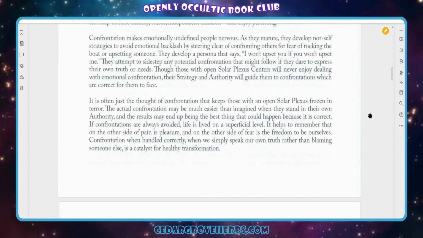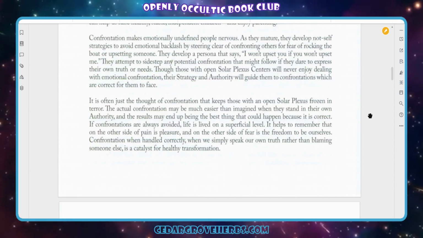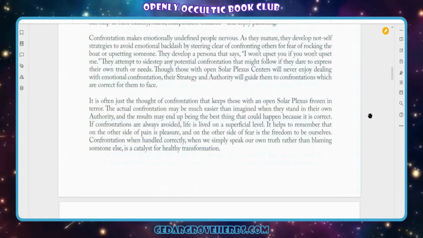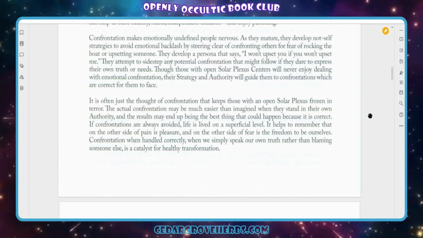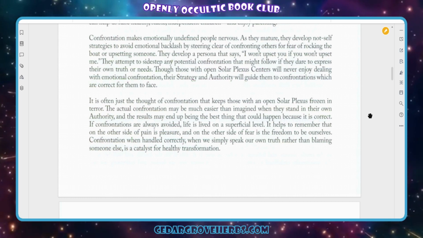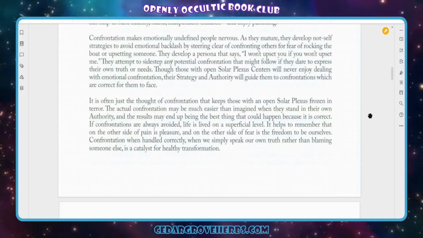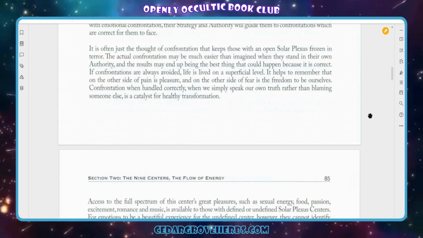If confrontations are always avoided, life is lived on a superficial level. It helps to remember that on the other side of pain is pleasure, and on the other side of fear is the freedom to be ourselves. Confrontation, when handled correctly, when we simply speak our own truth rather than blaming someone else, is a catalyst for healthy transformation.